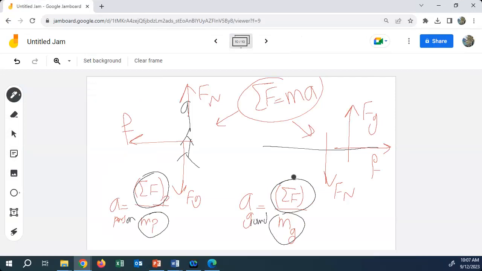Newton's third law. See how important Newton's third law is? If you have two objects of interest in the system, you need to analyze its motion. You need to identify forces on each object, and then apply Newton's second law, which is sigma F equals ma, or a equals sigma F over m, on each one separately. Make sense? Okay, perfect.